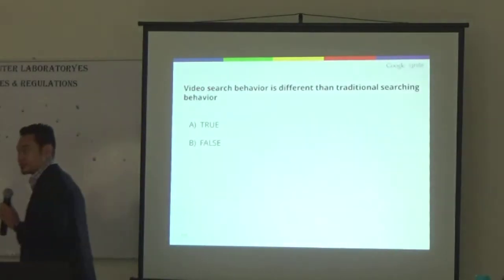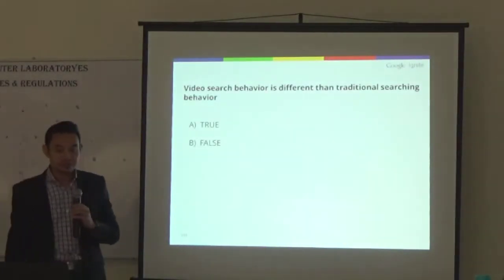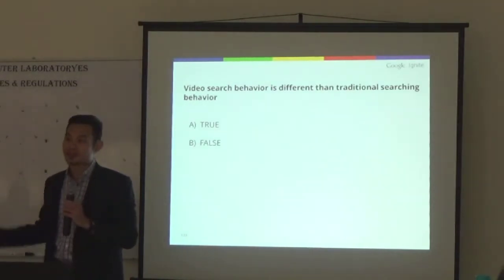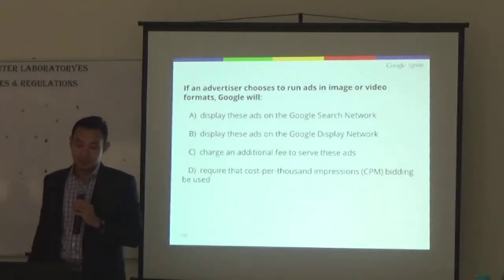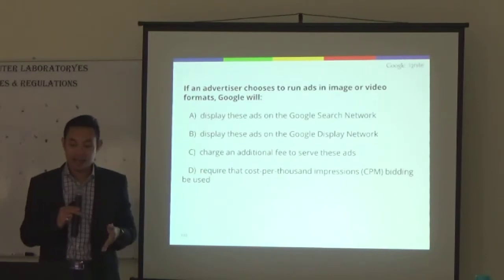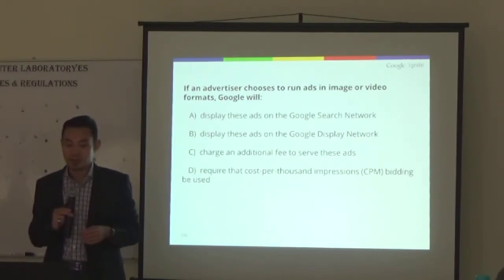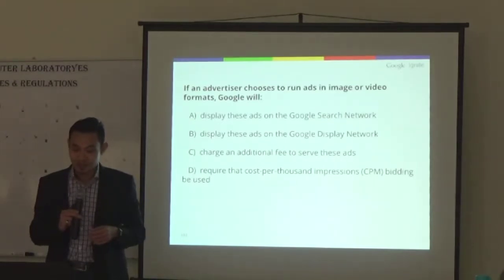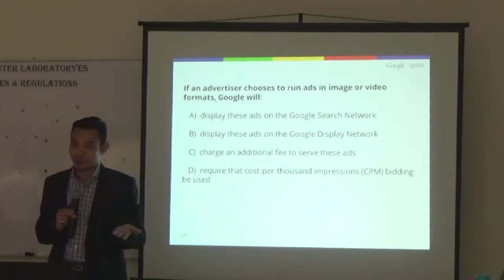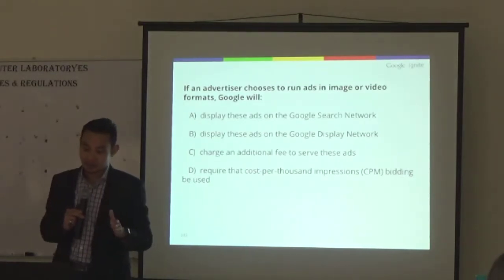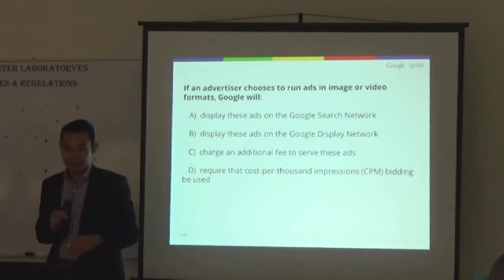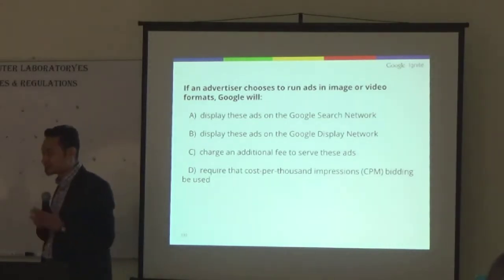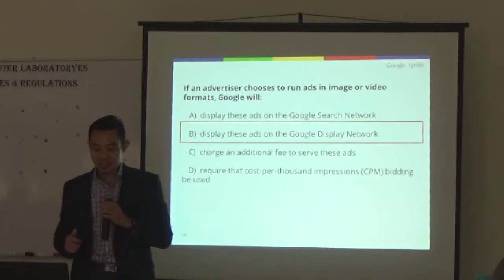Let's get started. First question: video search behavior is different from traditional search behavior. True or false? True. All right, it's correct, true. So mark that down. If an advertiser chooses to run ads in image or video format, what will Google do? Now, this kind of question is a giveaway. You should be very clear on this type of question. Display on the search network? False. How about B, display on the Google Display Network? Yes, it's a very straightforward answer.